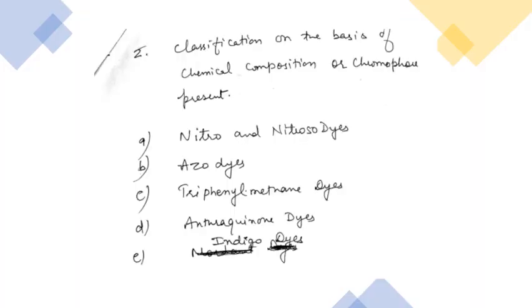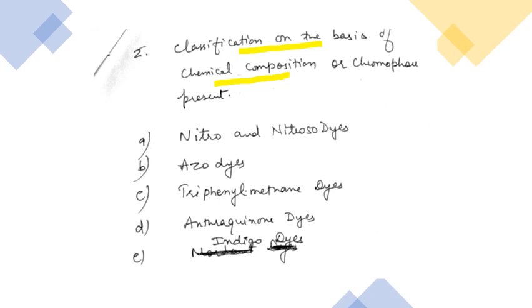So we see the classification on the basis of the chemical composition. It's the second factor on which we are understanding the synthetic dyes, and we have read the first classification on the basis of the source of the materials. That was the simple classification.